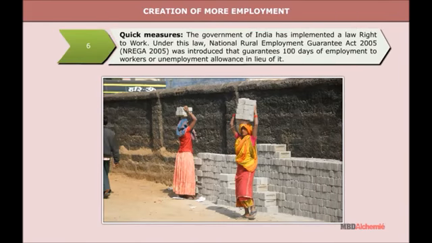Quick measures. The Government of India has implemented a law, Right to Work. Under this law, National Rural Employment Guarantee Act 2005, NREGA 2005, was introduced that guarantees 100 days of employment to workers or unemployment allowance in lieu of it.